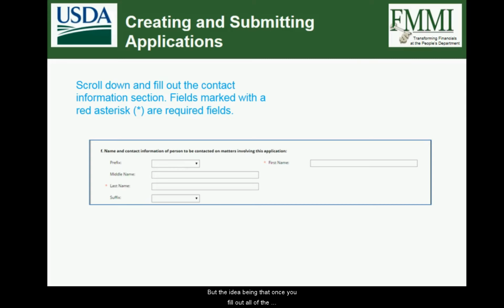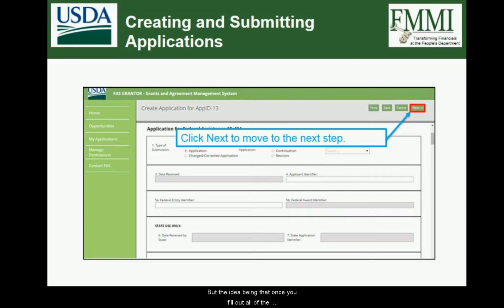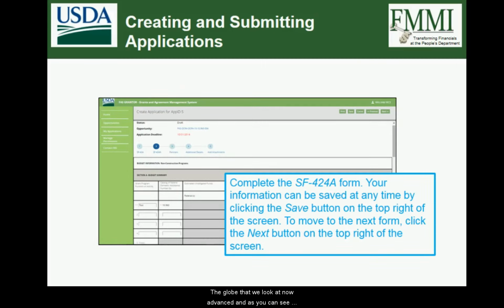But the idea being that once you fill out all of the appropriate fields and all of the appropriate information is entered in the right places, in the upper right-hand corner of the screen, you would then click Next to move to the next step of the application creation process. The globe advances, and as you can see, we are now at step number 2, the SF 424A. Again, here we're just filling out electronic forms.